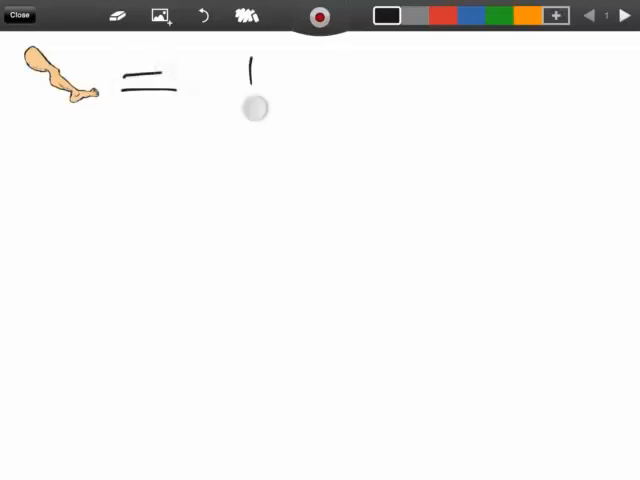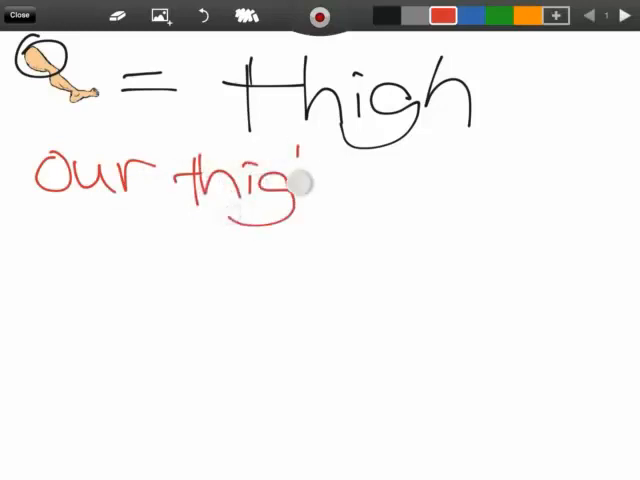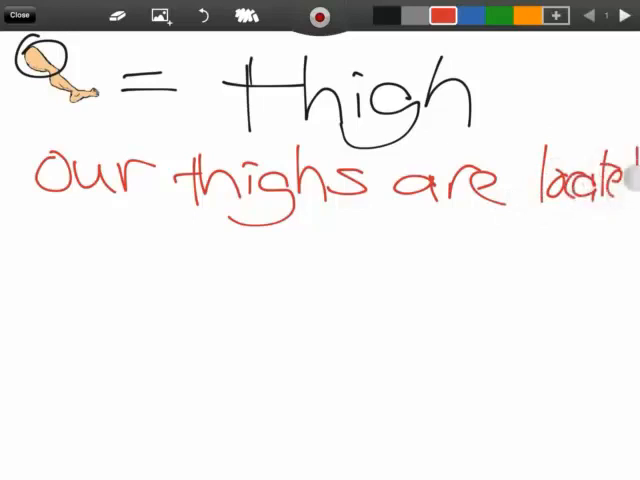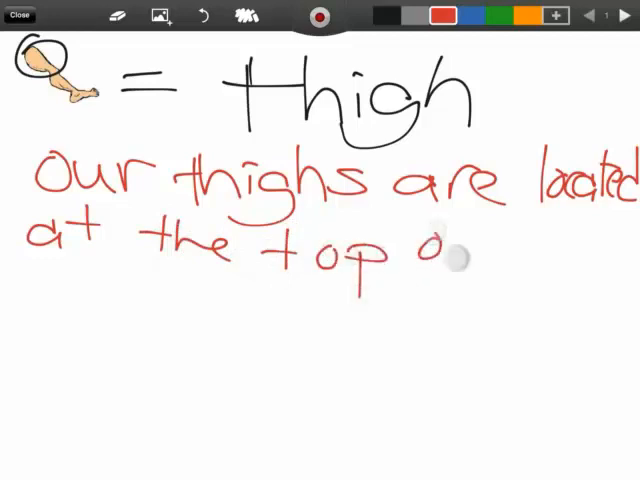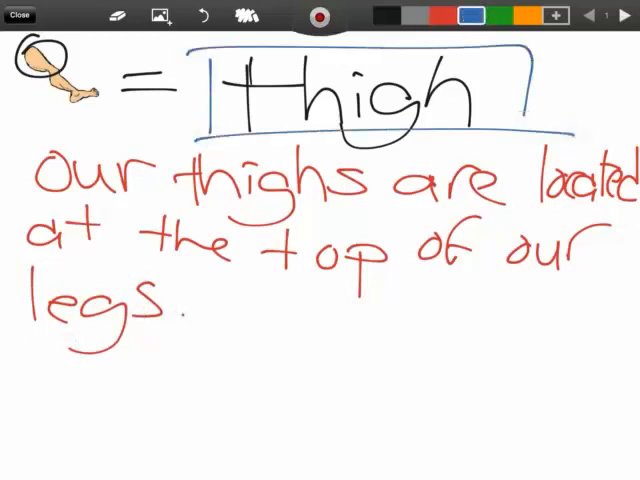Moving on to my next body part is our thigh. Oops, sorry about that. Our thigh. And that is located right here as I marked it. And our thighs are located at the top of our legs. Now, I'm going to go ahead and use thigh in a sentence.